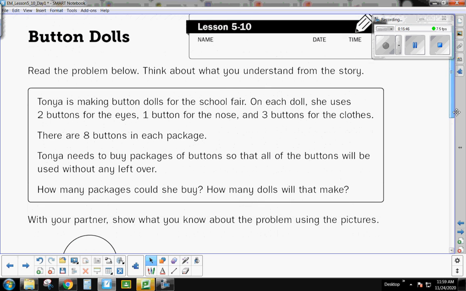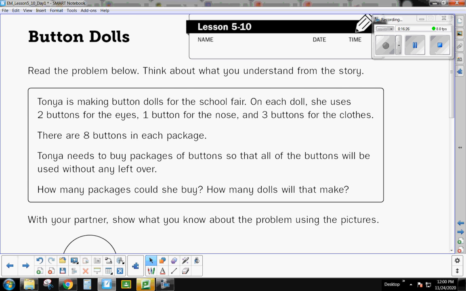But here's the problem. The problem is called button dolls. So Tanya is making button dolls for the school fair. On each doll, she uses 2 buttons for the eyes, 1 button for the nose, and 3 buttons for the clothes. There are 8 buttons in each package. Tanya needs to buy packages of buttons so that all the buttons will be used without any leftovers. So, how many packages could she buy, and how many dolls will that make?